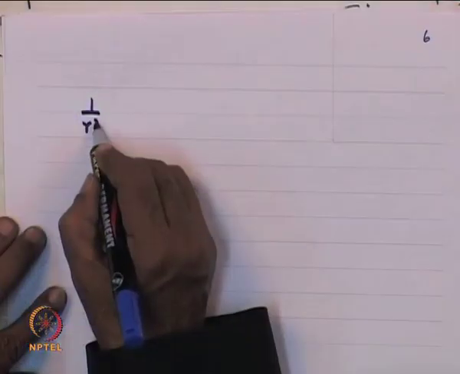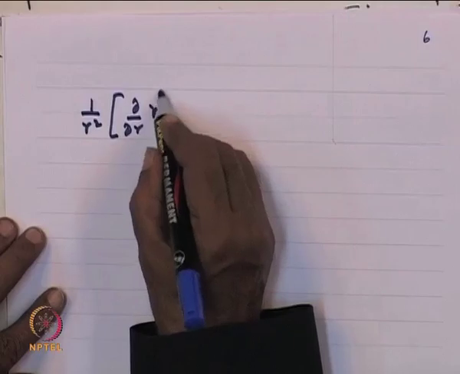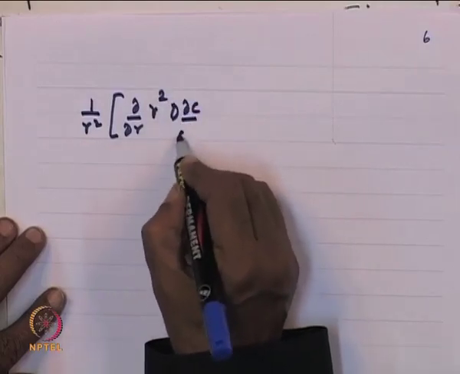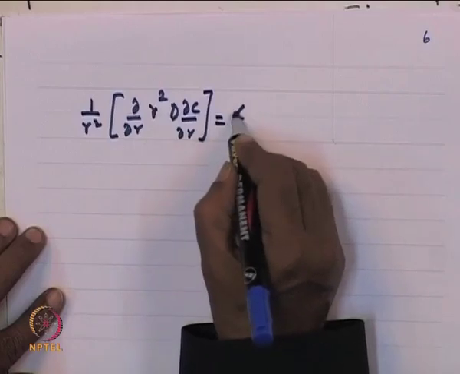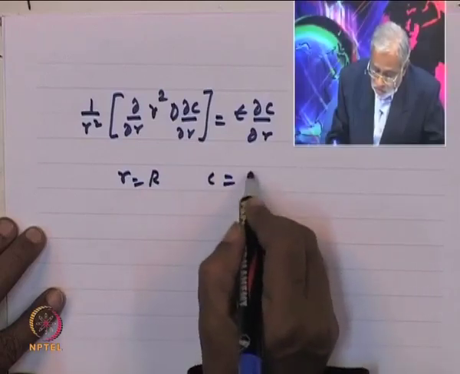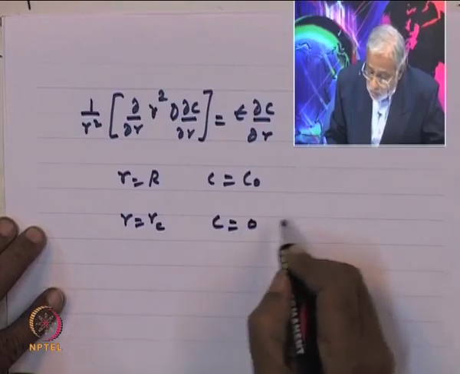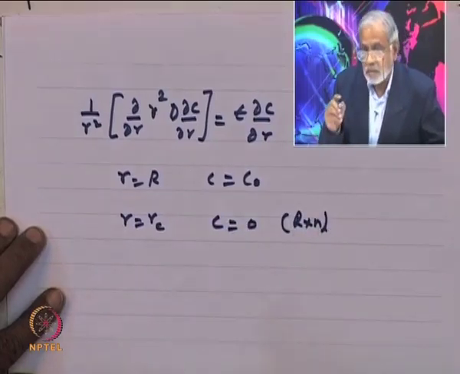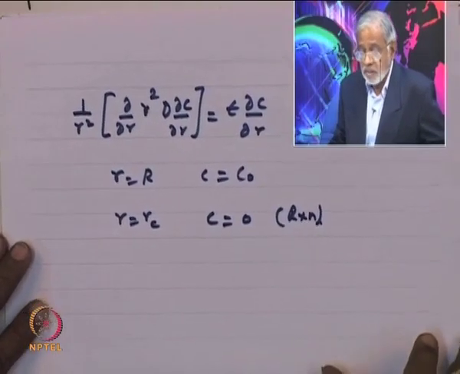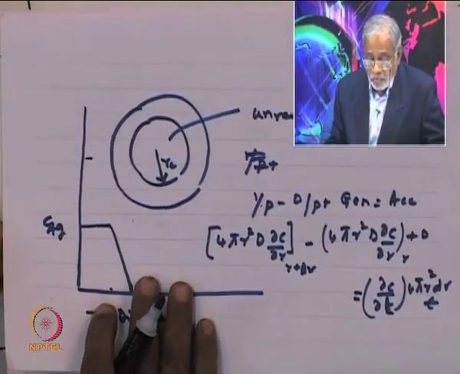and take the limit. As we take the limit as delta r tends to 0, our diffusion equation simplifies to D del by del r of r squared del C del r equal to epsilon r squared del C del t, where at r equal to R, C equal to C naught. We know this. At r equal to r_c, we say that C equal to 0 because of reaction. So, this is the problem that we have to solve. Just once again, let us just recall the problem that we want to solve.